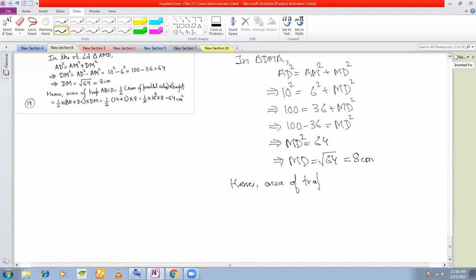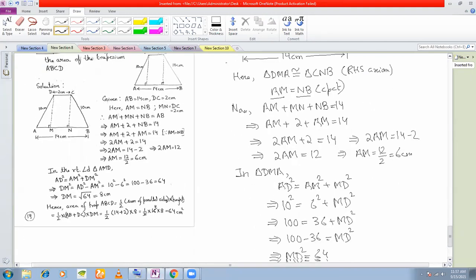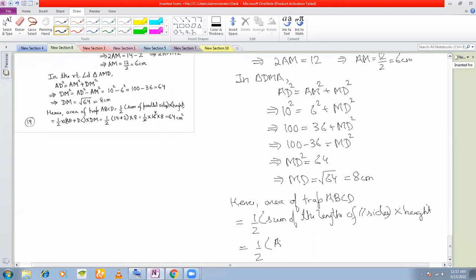This is the short for trapezium, TRAP. Area is equal to half sum of the lengths of parallel sides into height. Now let's see what are the parallel sides here. The parallel sides here are AB and CD. So half AB plus CD. And the height here is MD or DM.